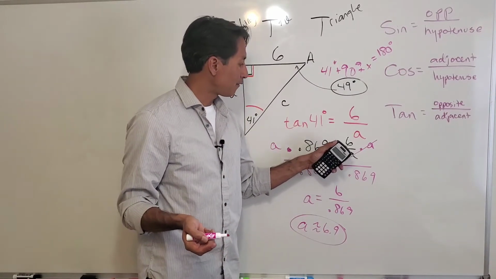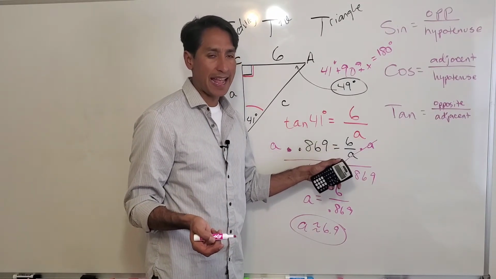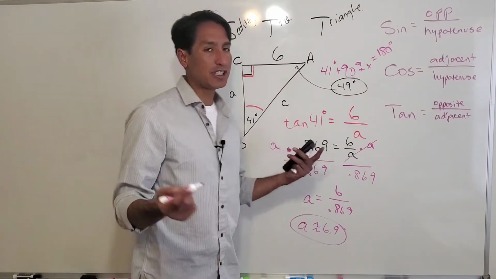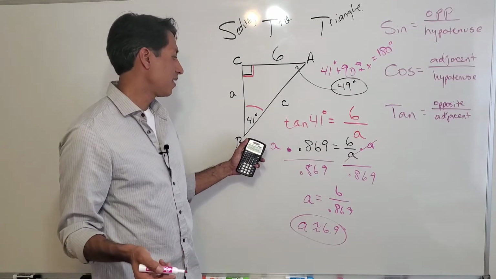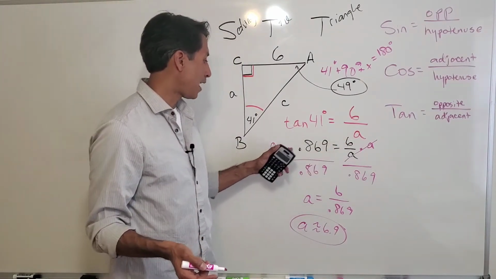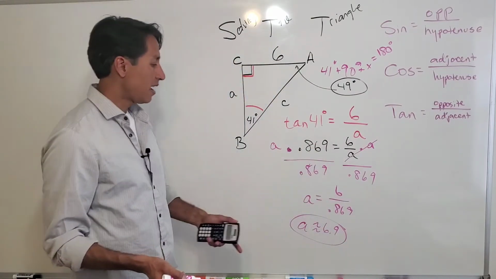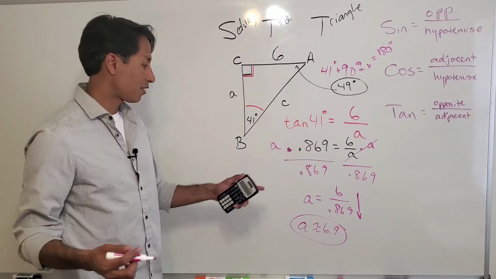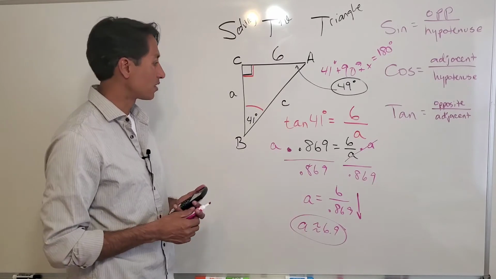You can't just divide both sides by 6, because you still have something divided by A, so your answer is not A. That's why I was more comfortable multiplying both sides by A, getting the A out from underneath the fraction sign, then dividing both sides by 0.869, and then keep going. Once I got to here, I just put it in the calculator and got my answer. Now, this is where you can cut some corners.